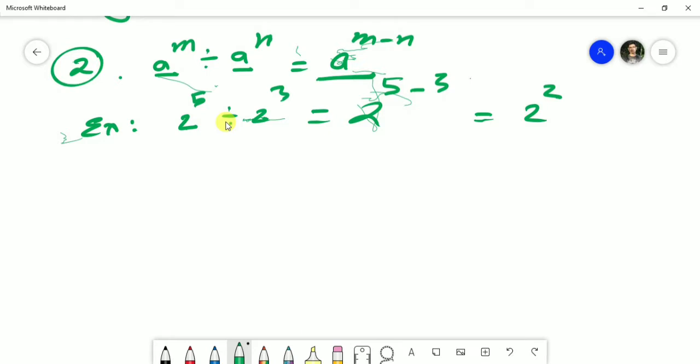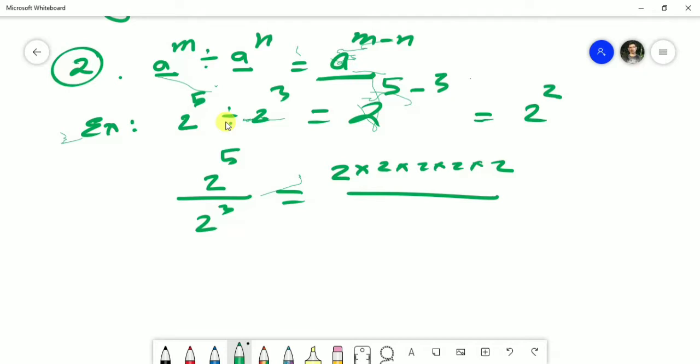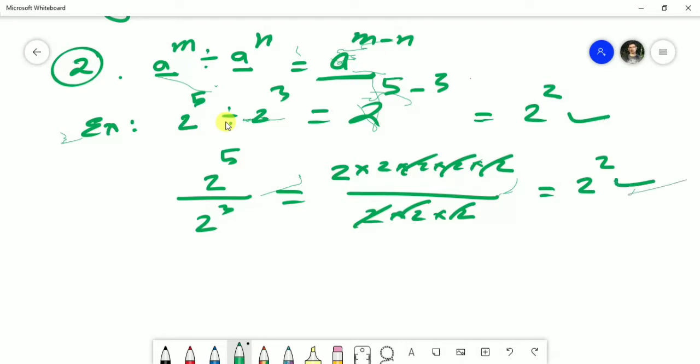What are we doing exactly? We are dividing 2 power 5 by 2 power 3. If you don't use the formula, 2 power 5 means we have to multiply 2 five times, and 2 power 3 means we multiply 3 times. Now we cancel the 2s upstairs and downstairs. So how many 2s are left? Only two 2s. That's why we write 2 square, and that's why the answer is like this. I hope this is clear for you.